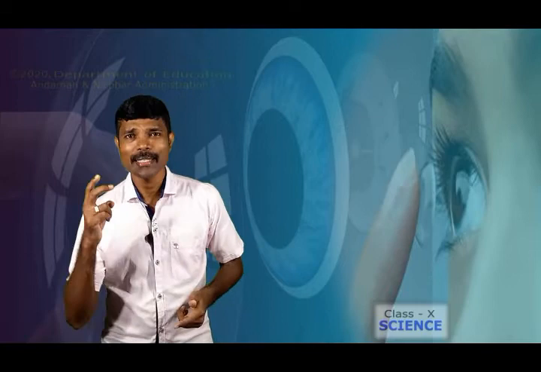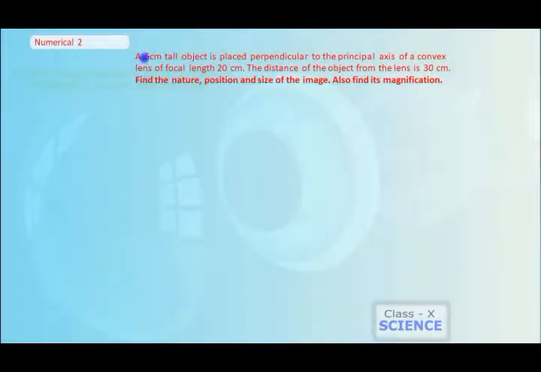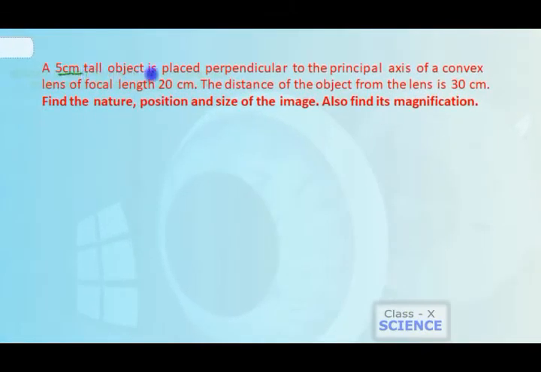Now we will see the second numerical problem. Look at the screen for the second question. A 5 centimeter tall object is placed perpendicular to the principal axis of a convex lens. Here the convex lens is of focal length 20 centimeter, right? The distance of the object from the lens is 30 centimeter. Now the question is, find the nature, position and size of the image. Also find its magnification. So these are the 4 quantities we need to find: nature, position, size and magnification.